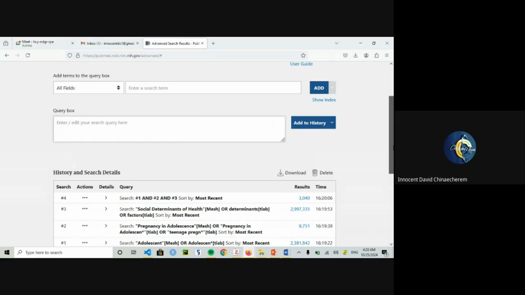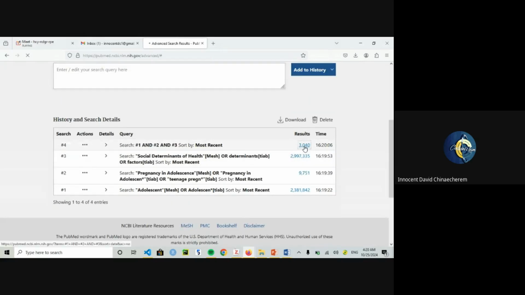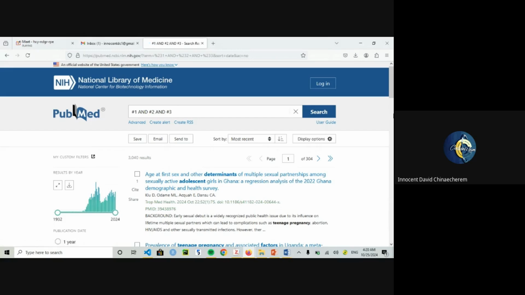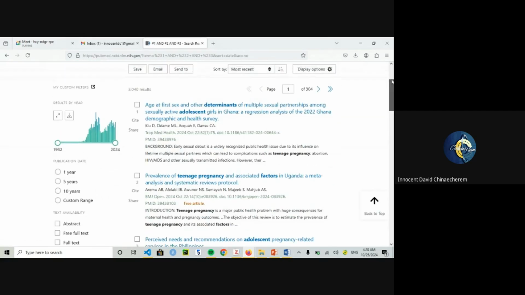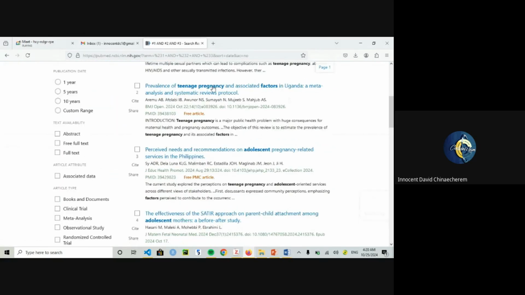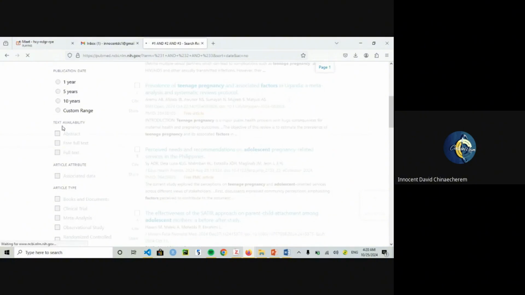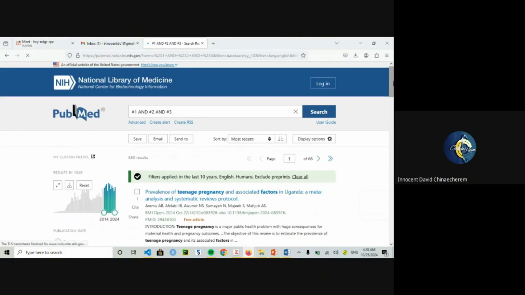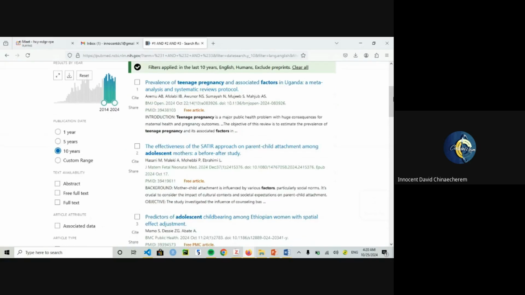So I have this. I'll quickly click on my search results. I just need 3 papers or 2. So I'm going to quickly filter that to 10 years, 2014 to 2024. That brings it down to 216.